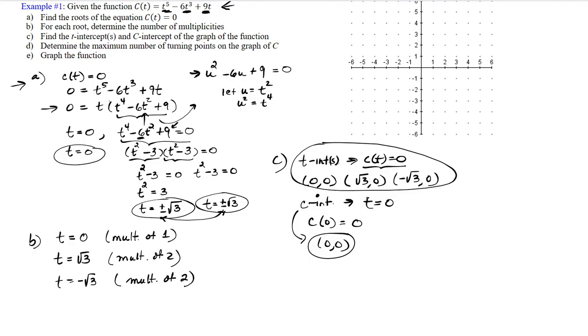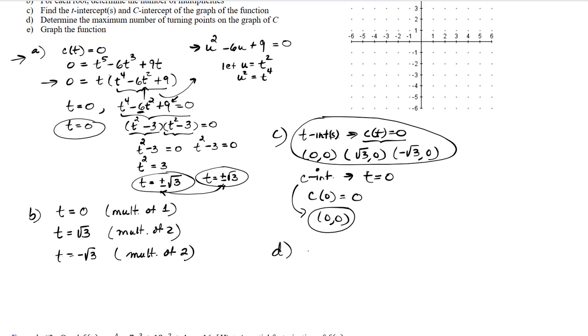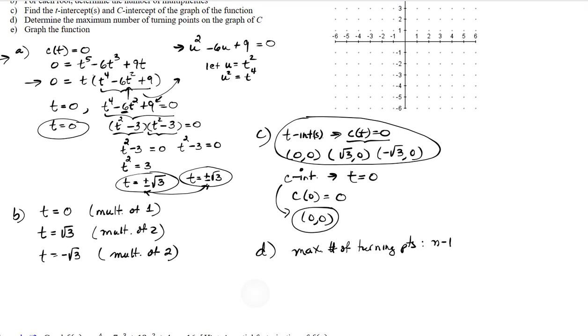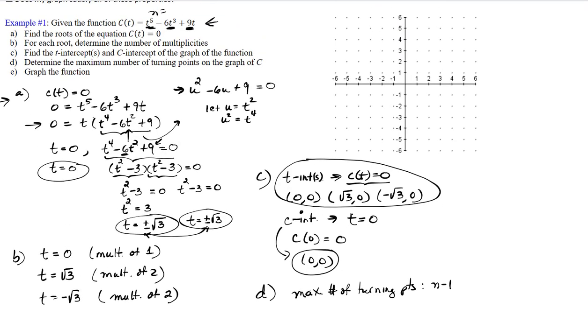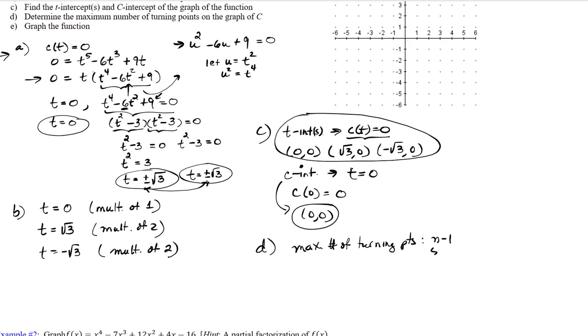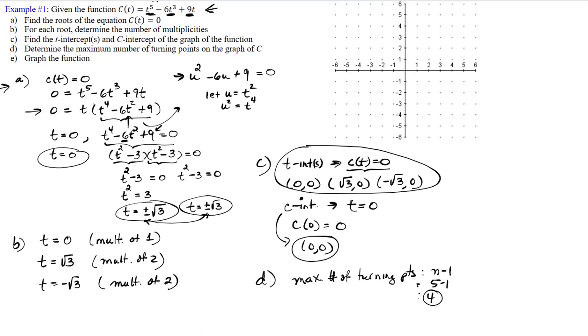And for letter D, determine the maximum number of turning points on the graph of the function. We recall that the maximum number of turning points is defined as the degree minus 1. So if we subtract 1 from n, the degree of this function is 5, and therefore n minus 1 is equal to the value 4. And finally, for letter E, graph the function.